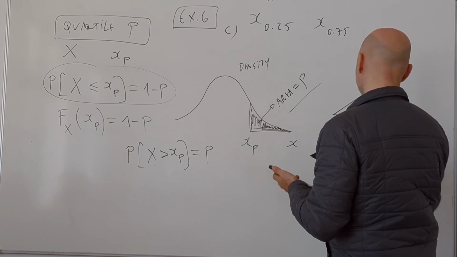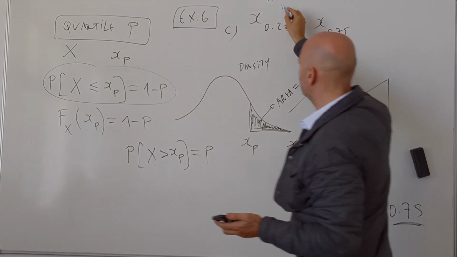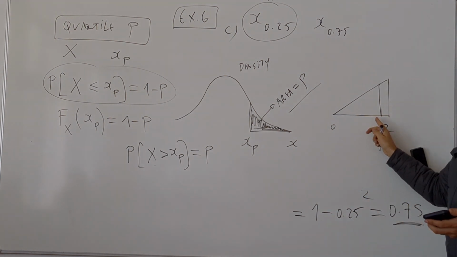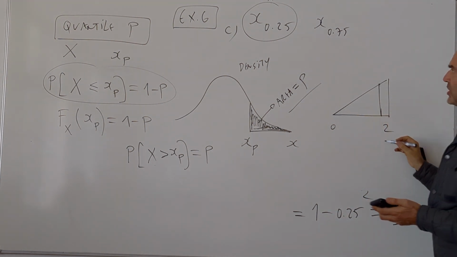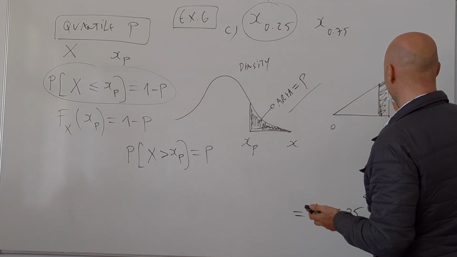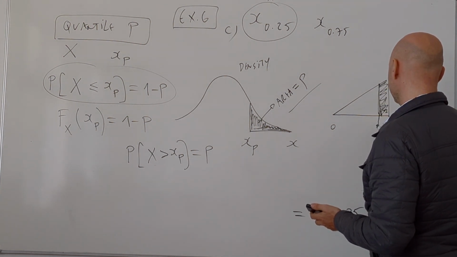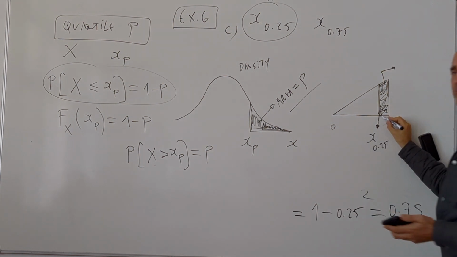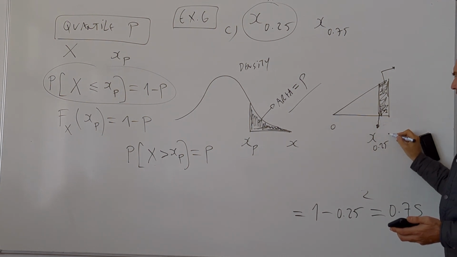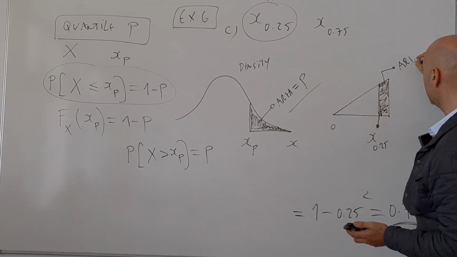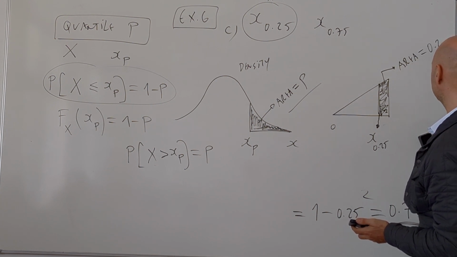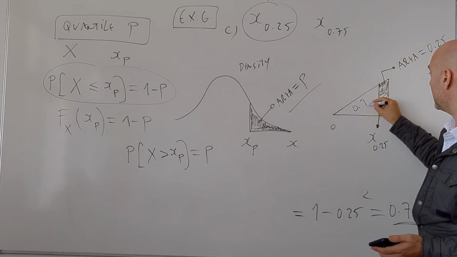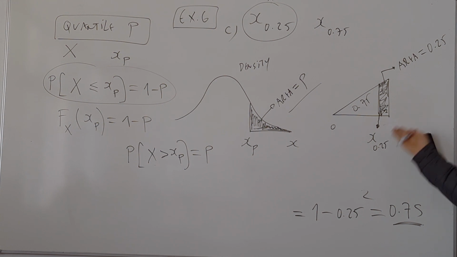It's between 0 and 2. What is the quantile 0.25? It's a value here. The value must not be far away from 2, because I want the area. So the value will be here, the small x 0.25. What do I know? I know that the area to the right of the quantile and below the graphic must be equal to 0.25, but of course the other area must be 0.75.